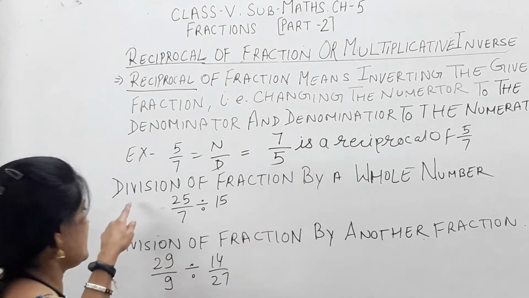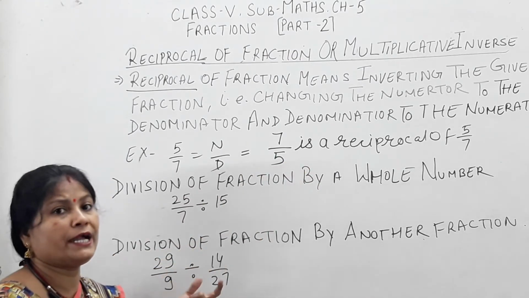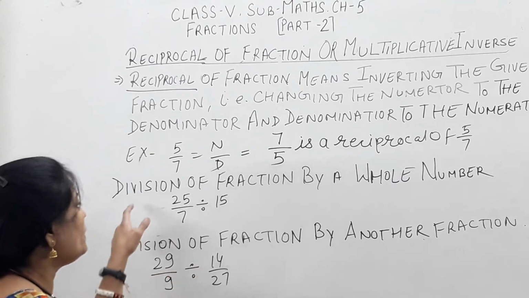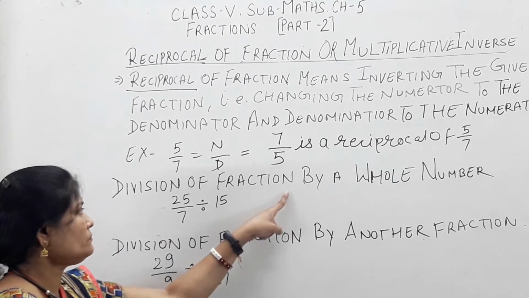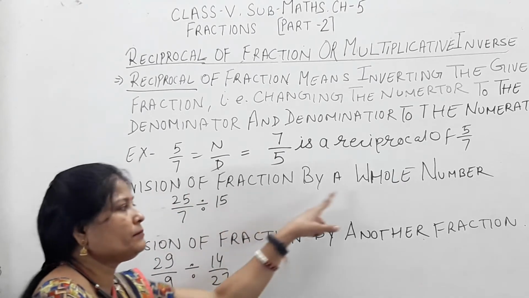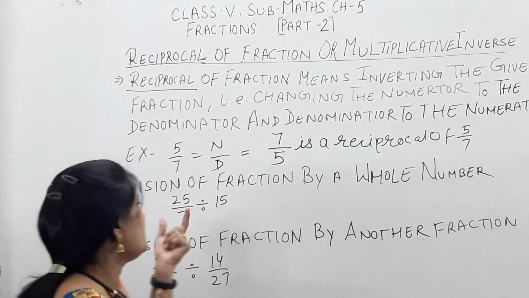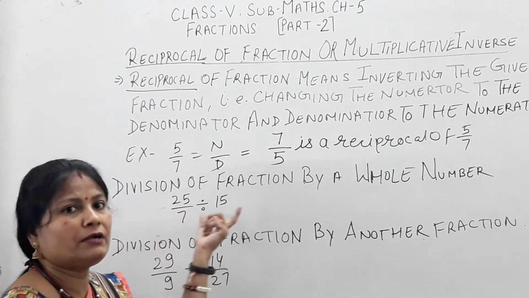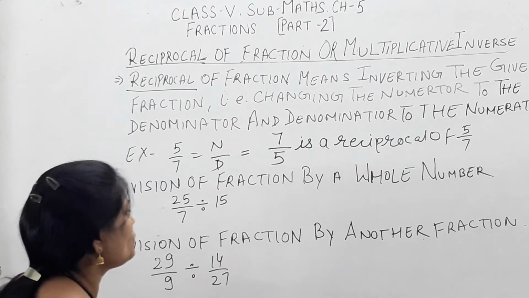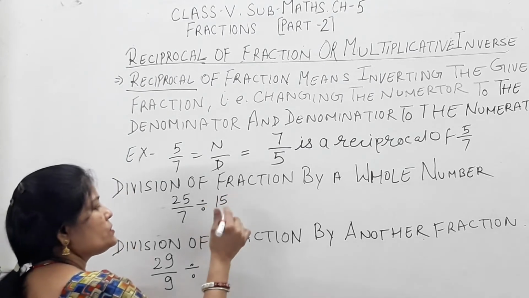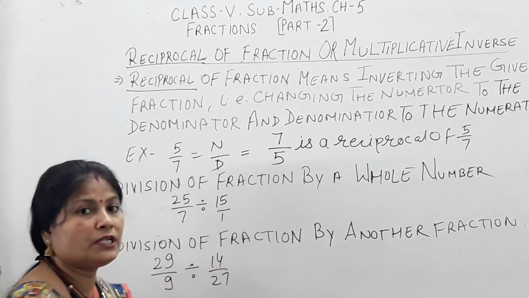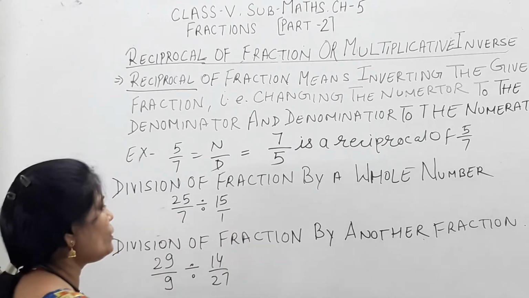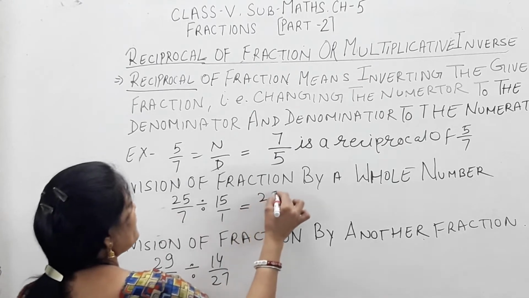Now move to the next one, division. How do we divide two fractions? Okay, no problem. My first example, division of a fraction by a whole number. Means a fraction is given and we have to divide by a whole number. Yes, we know that a whole number is also a fraction, so we can convert it by putting 1 as the denominator. I have to write down 25 upon 7.